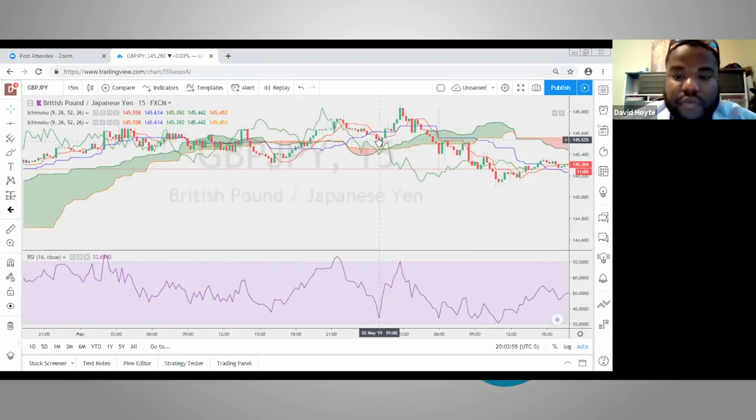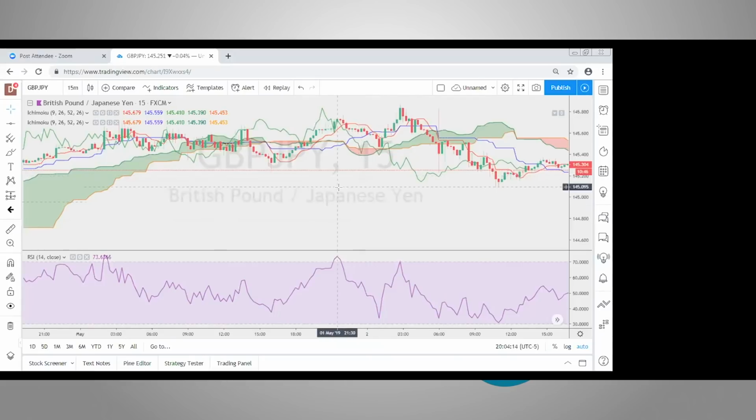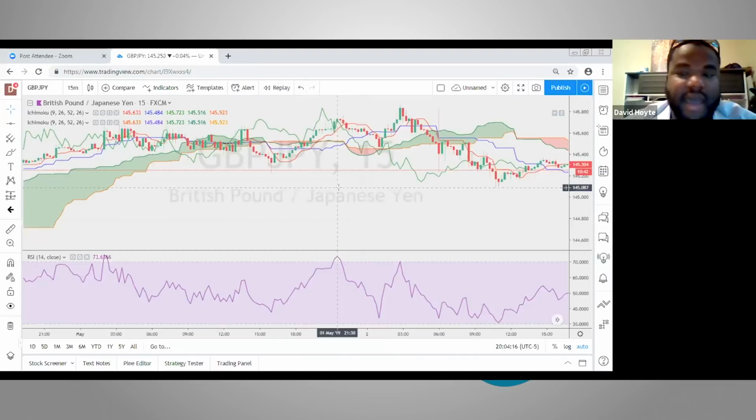All right. So if the red line crosses above the blue line, that's going to be a buy. If the red line crosses below the blue line, it's going to be a sell. 5 pips and you're out. That's what the TP should be. Does it matter if the red and blue line are above or below the cloud? Doesn't matter.